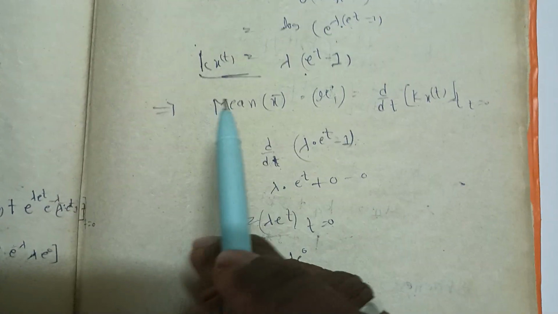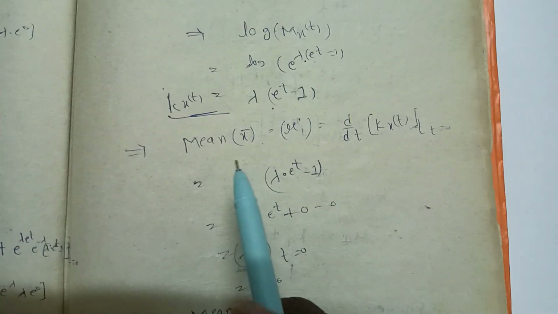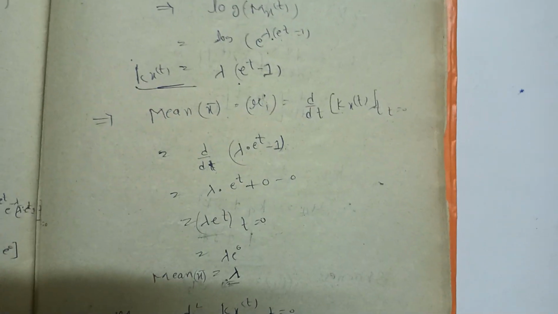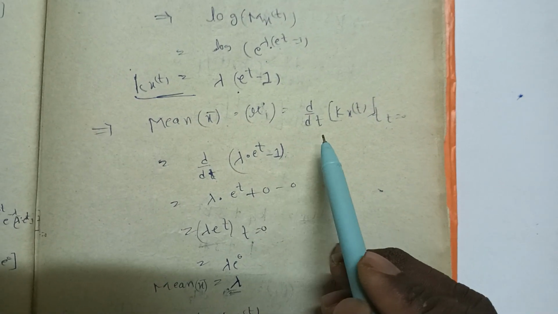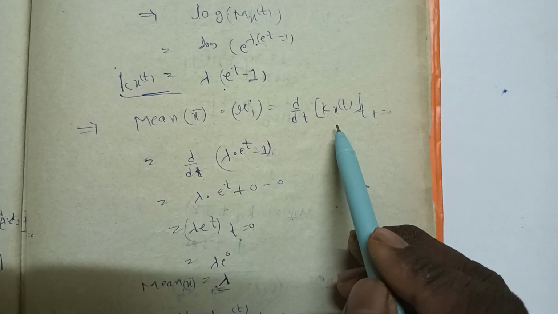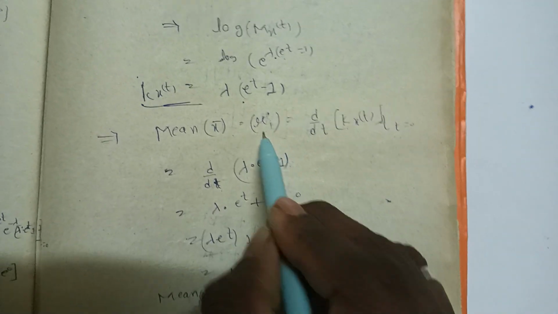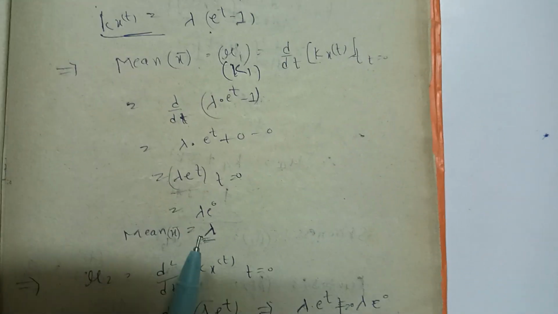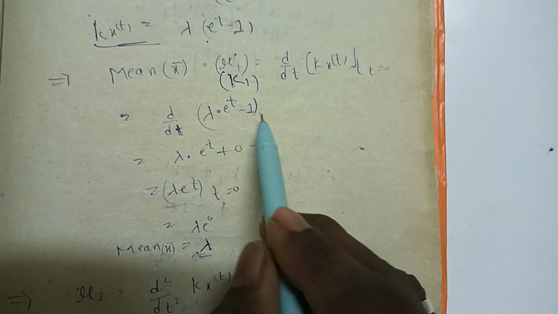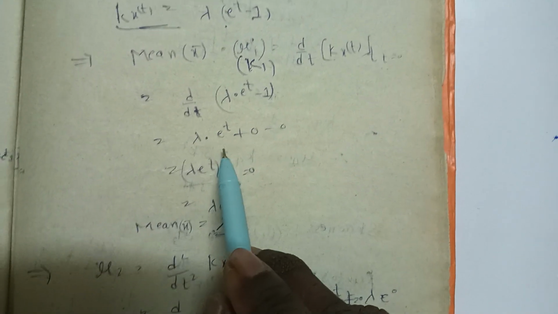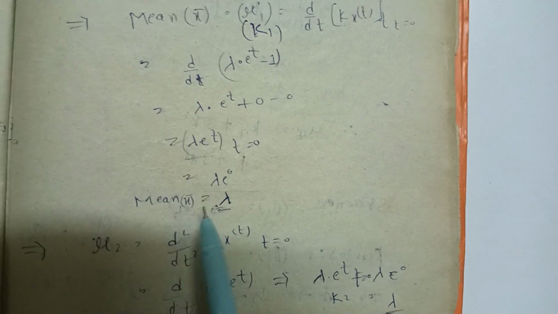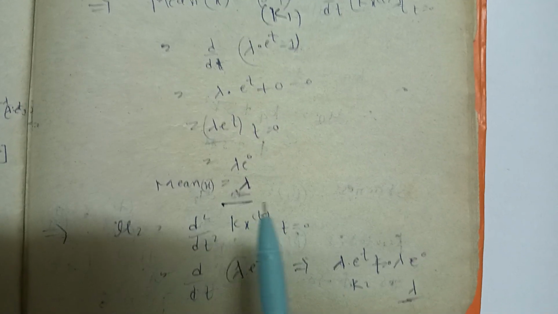So the mean value, from the CGF you are trying to find out. Just see d by dt of kx of t at t equals 0. This is called k1 also. So k1 is nothing but the mean. Lambda into e to the power of t minus 1 is common, so here lambda into e to the power of t you are going to get. If you substitute t equals 0, then you get the mean value as lambda.